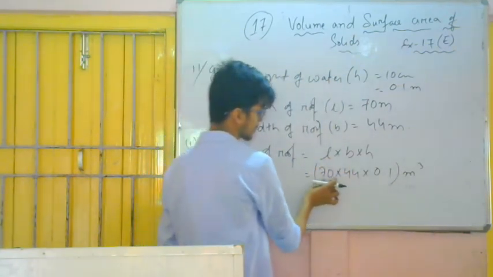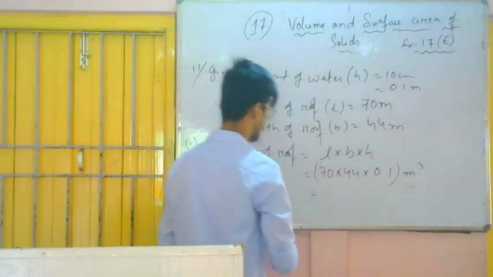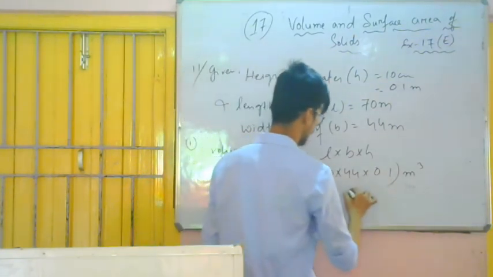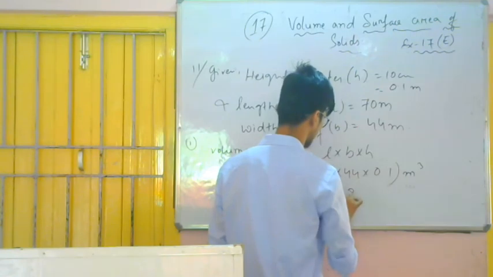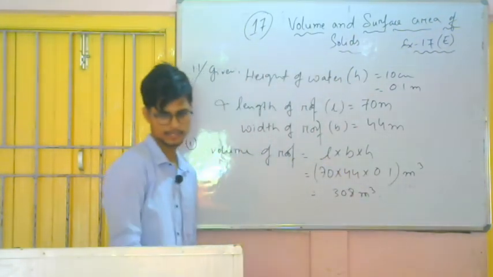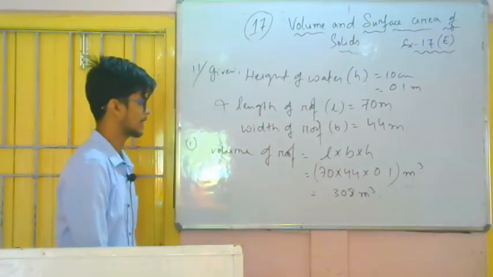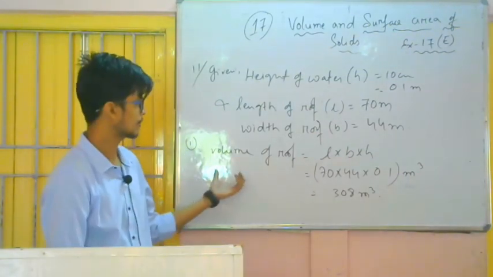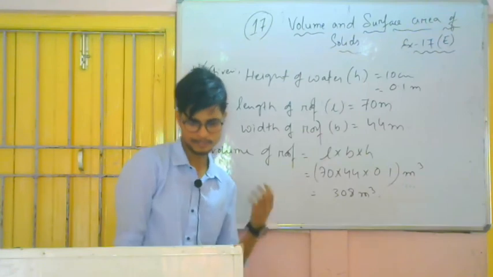70 into 0.1, that means 7, and 7 into 44, 7 4s are 28, 2 7 4s are 28, 29, 30, 308 meter cube. So you write that the volume of the roof and the water will be same.